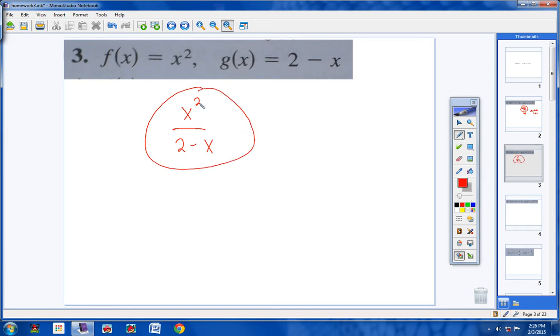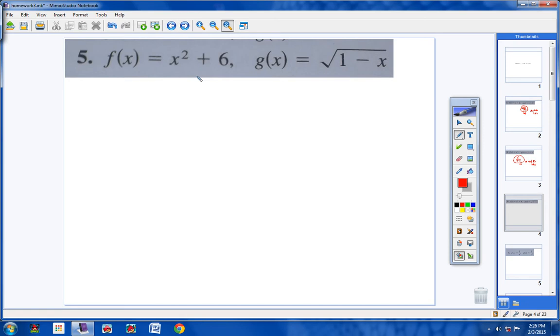Well, anything works in the numerator, that's fine. In the denominator, x cannot be 2 because 2 minus 2 is 0. So the domain is just like the last problem. All real numbers such that x does not equal 2. Okay? Alright, moving on to number 5.